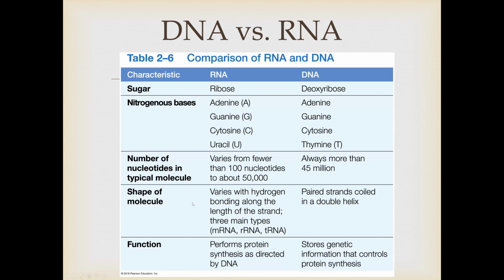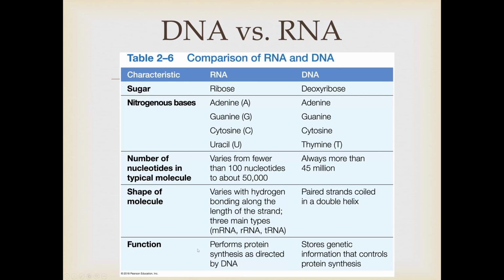With RNA, the shape can vary. They're usually single-stranded, but that single strand can fold itself into many different types of shapes. And we're going to talk about the 3 types in just a minute. DNA is always paired strands that are coiled together into a double helix.